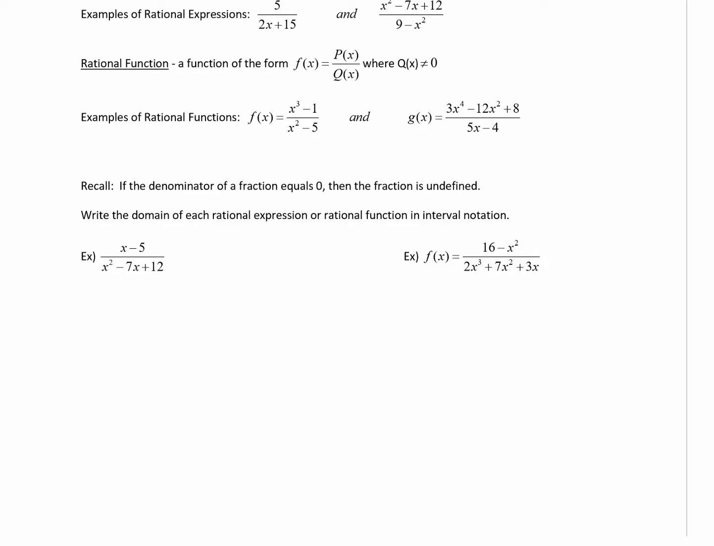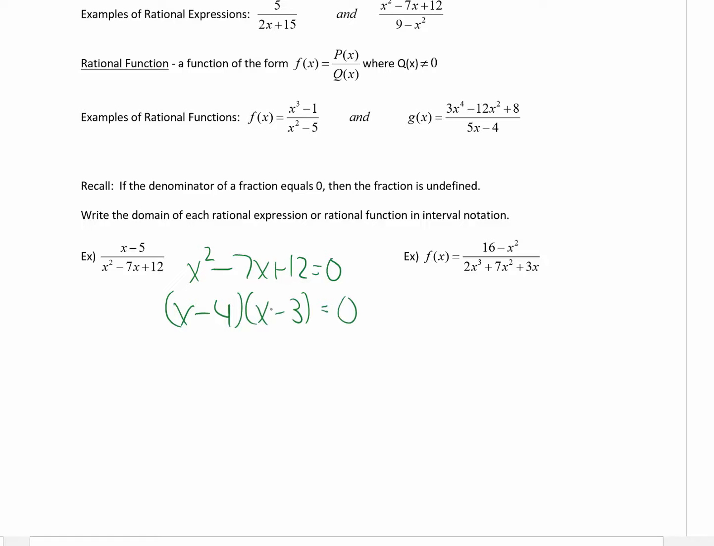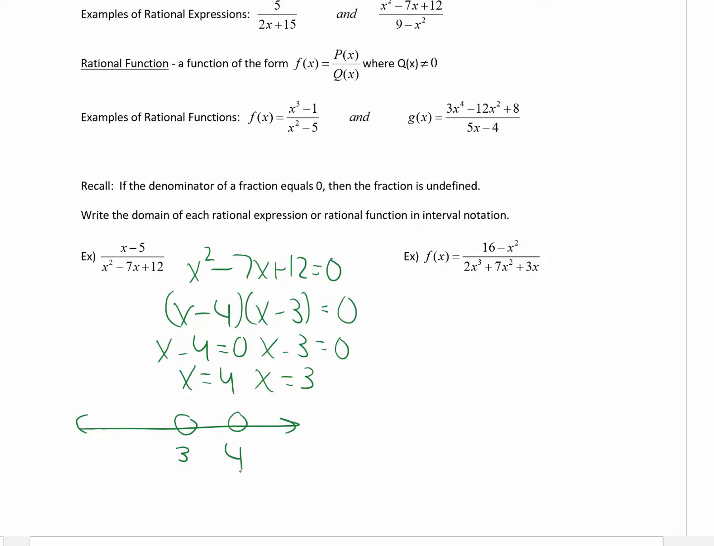So our first example is a rational expression. Again, I want to figure out when it's going to be undefined, so I'm going to set the denominator equal to 0. This is factorable. Negative 4 times negative 3 is a positive 12, and when you add negative 4 plus negative 3, that's negative 7. Set each factor equal to 0. So these are the only two numbers that make the denominator 0. So I'll have an open circle at 3 and an open circle at 4. Every other value is okay.